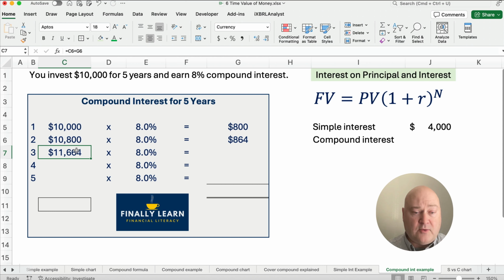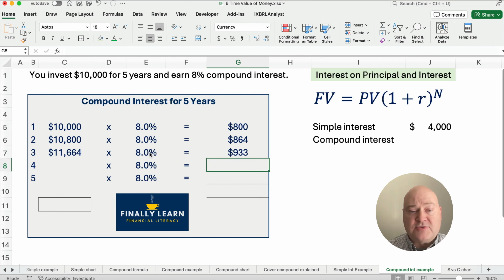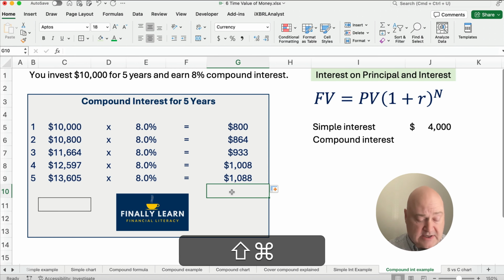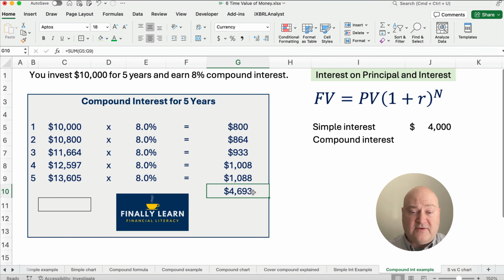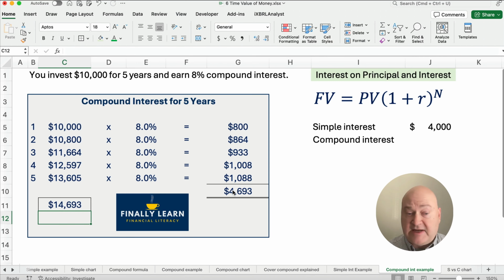We can do the same thing all the way down, times the 8%. So 11,664 times 8%. So you see our interest is growing and we want this. So I'm just going to copy this down because I'm using Excel. We can do this faster. You see the pattern. So what is our total interest? Our total interest is now $4,693. What is our total future value, or what's the account value at the end of the 5 years? It's going to be the 10,000 plus the 4,693. So instead of being 14,000, it's 14,693.